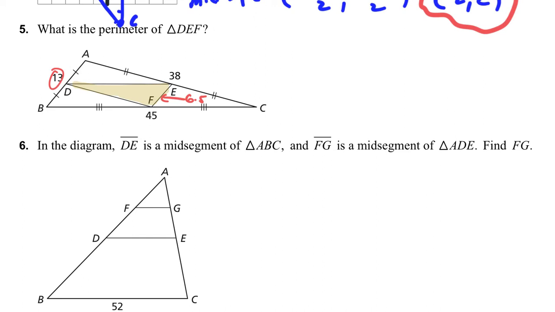If BC is 45, which is right here, DE is half of 45. So half of 45 here is going to be 22.5. And then if AC is 38, half of 38 is going to be 19. So if I take my 6.5 plus 22.5 plus 19 and add all those together, you will get your grand total of 48.